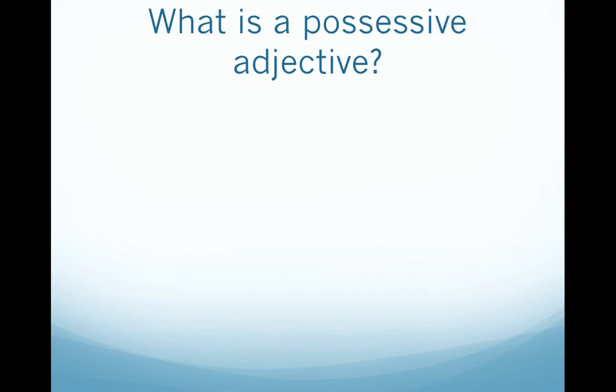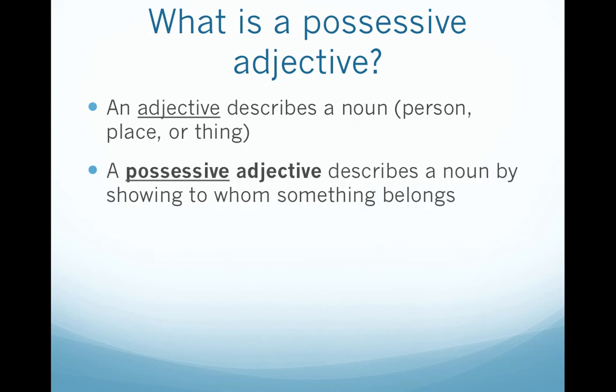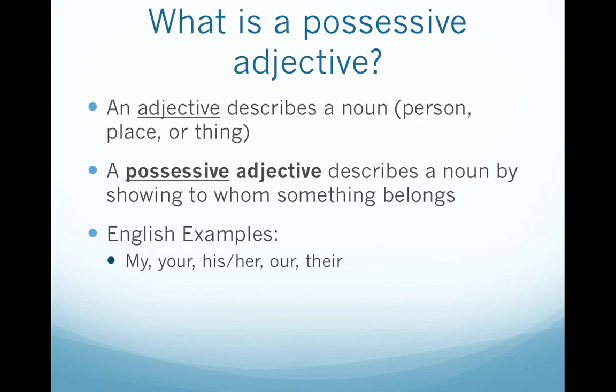What is a possessive adjective? So to start off, we know that an adjective describes a noun, person, place, or thing. So an adjective is what describes that noun. So a possessive adjective describes a noun by showing to whom something belongs. So we see that word possessive, which is similar to possession, which means to have something. So in English, possessive adjectives look like my, your, his, her, our, their.